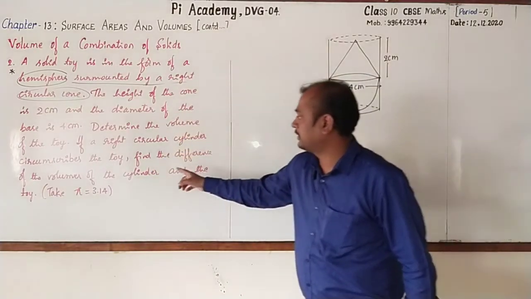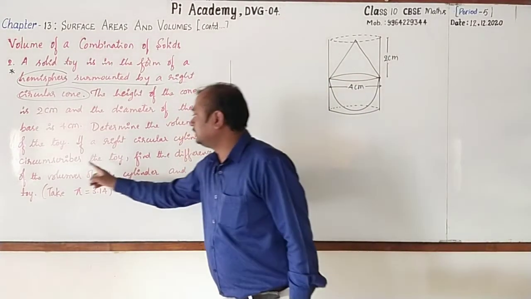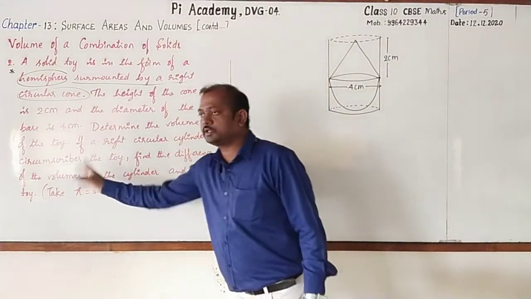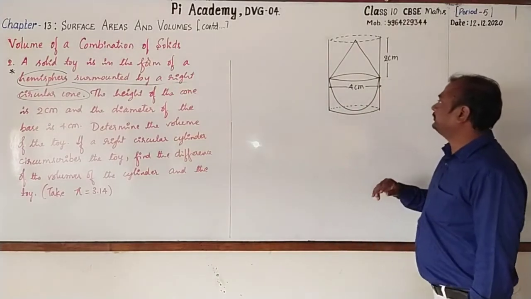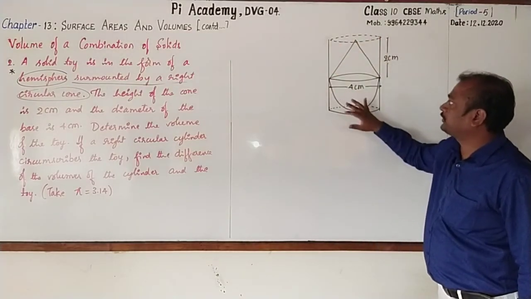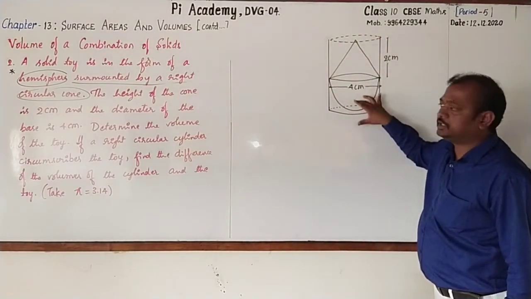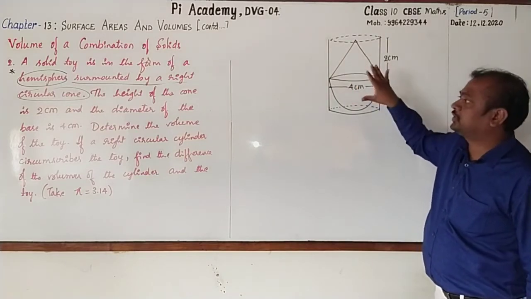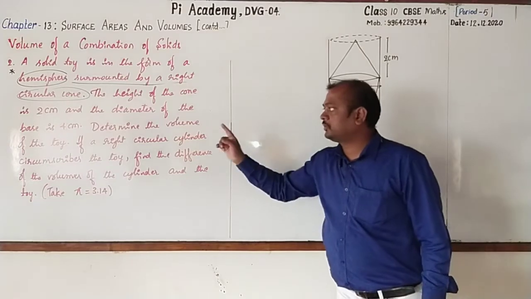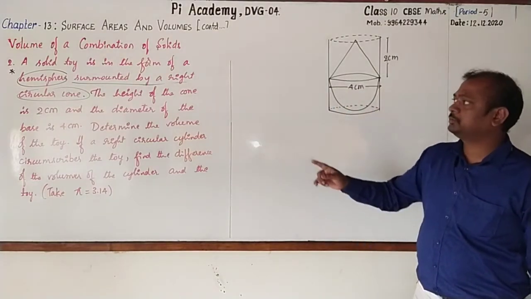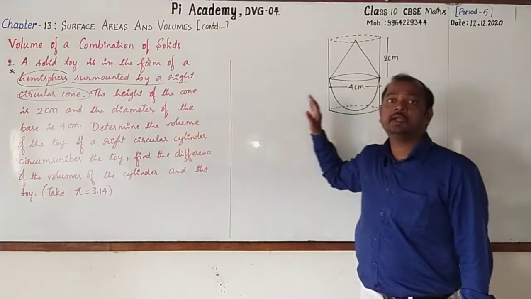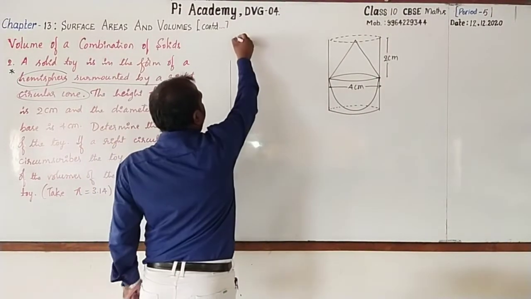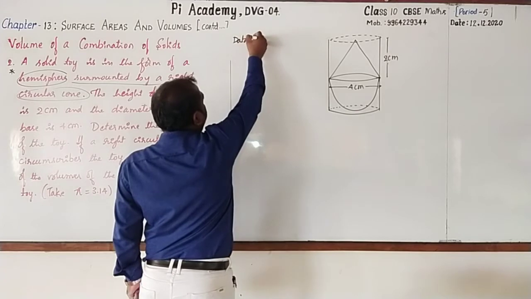If it is so, find the difference of the volumes of the cylinder and the toy. That means we have to find out the difference of volume of the cylinder and volume of this toy. Got it? Okay, let's go for finding one by one. Before that, please go for copying the statement and draw the figure. Yes. Now, let's go for writing the data.